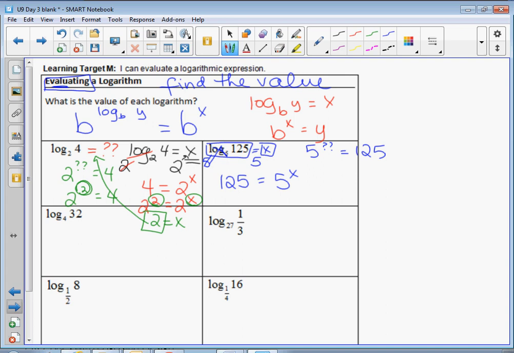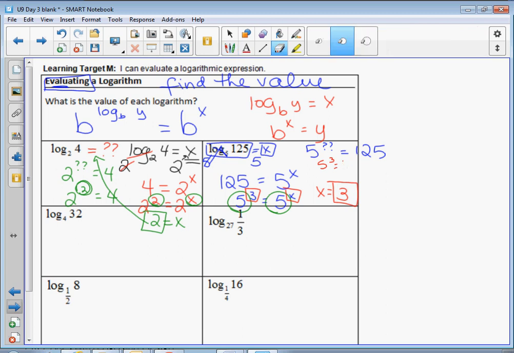Convert 125 into a base of 5. So 5 cubed will equal 5 to the x. I have the same bases, 5 and 5, so I can just take the exponents and set them equal to each other. So x will equal 3, or the value of my log will be 3. If you knew earlier that 5 cubed was 125, you're in good shape.